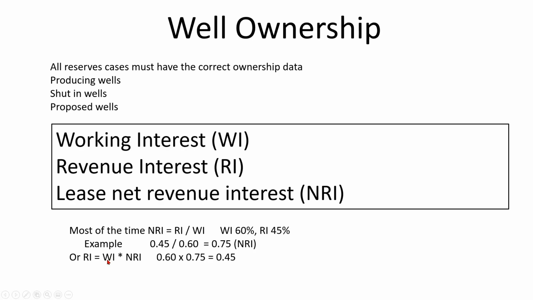Or if you know the working interest and the net revenue interest of the lease, say you know that the lease has a 20% royalty. So the net revenue is 80. Or in this case, it was a 25% royalty, and so the net revenue is 75. So you just take the working interest of 60 times the net revenue on the lease of that, and you get 0.45 is your revenue interest for this well.